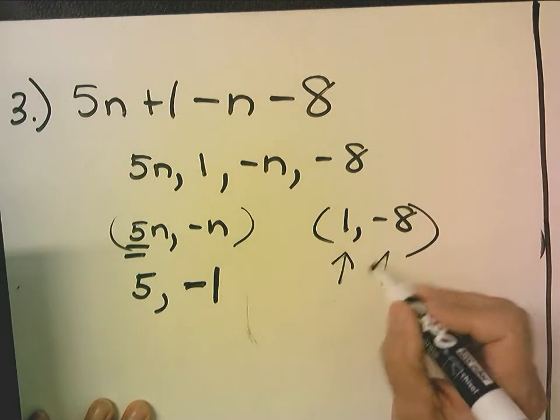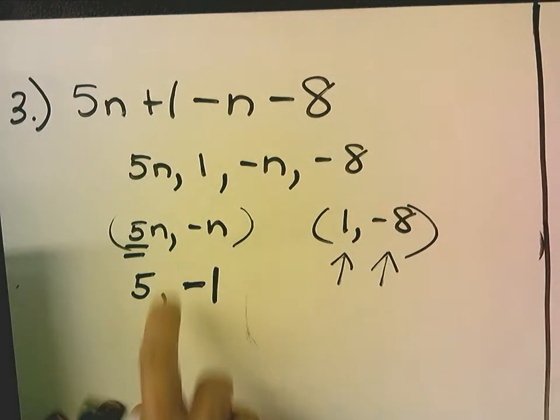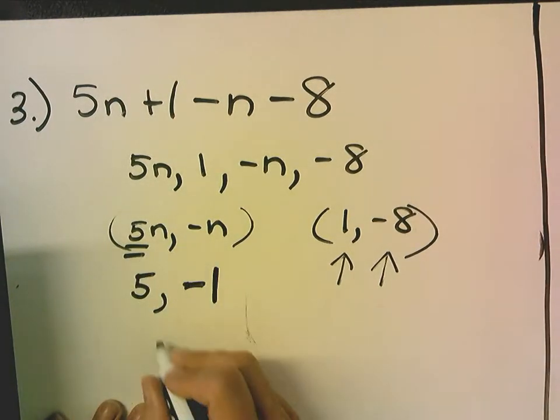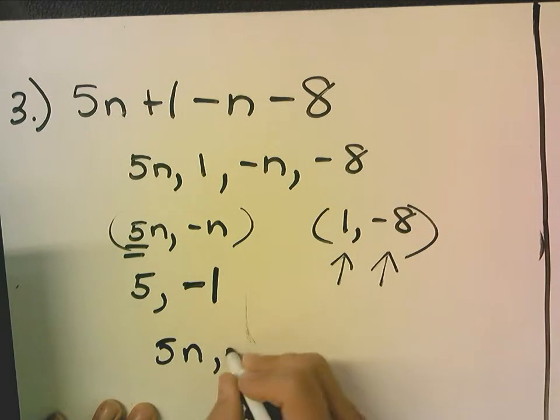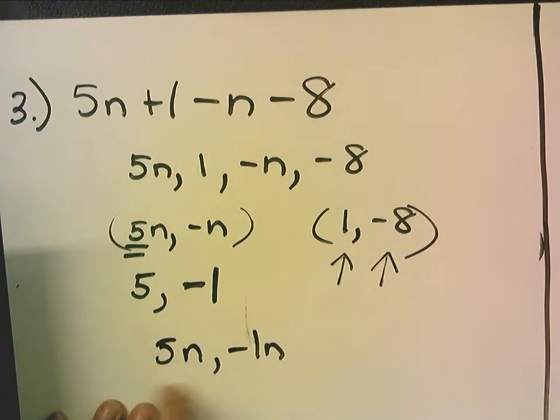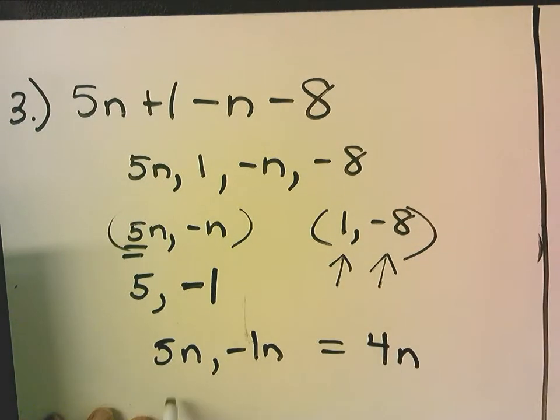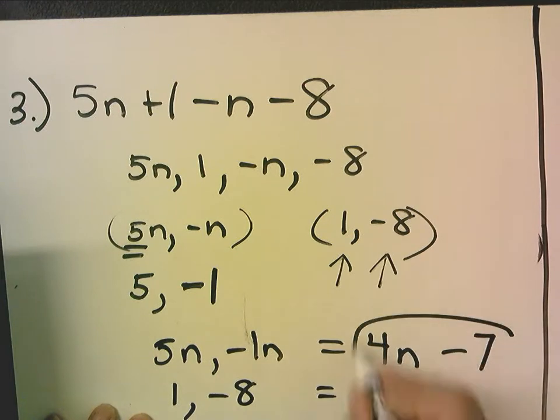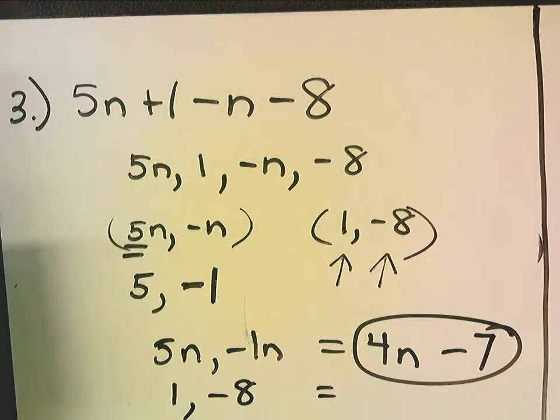These are my 2 constants. Now to combine my like terms, I have a 5n and a negative 1n. 5 minus 1 is 4, so that's a 4n. And a 1 and a negative 8 is a negative 7, so this simplifies to 4n minus 7.